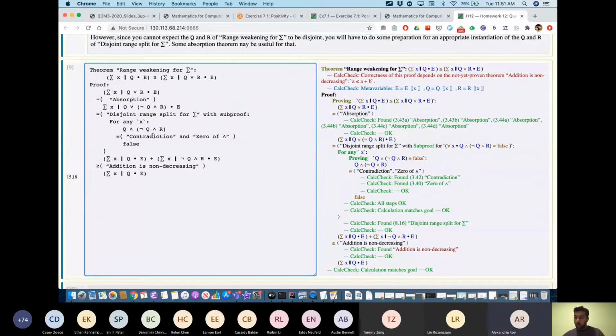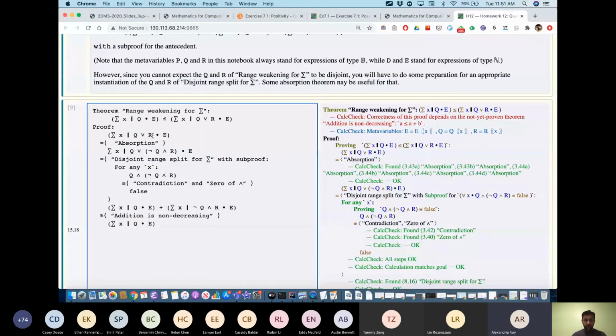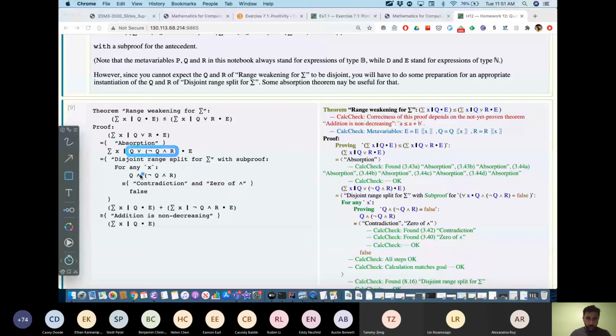I'm just wondering, how did you go from the form after the absorption to the form that you got after the subproof? So you're asking how did I go from here to here?